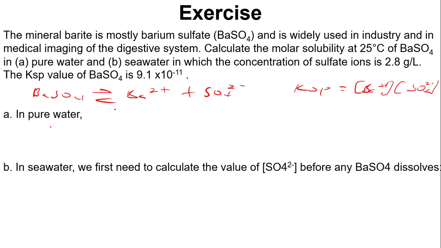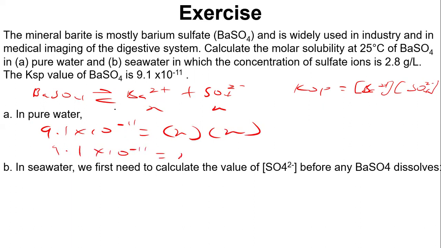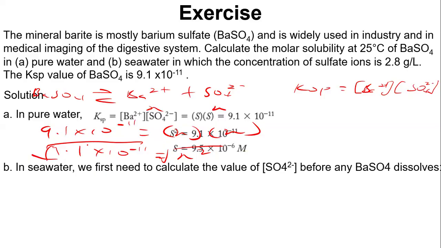Now in pure water, 9.1 times 10 raised to the power negative 11 is equal to, if this is x, this is x, so I would have x times x, right? So I have 9.1 times 10 raised to the power negative 11 is equal to x squared. You find the square root of this side, square root of this side, and that should give you the answer in pure water, right? So my answer would be 9.5 times 10 raised to the power negative 6 molar.